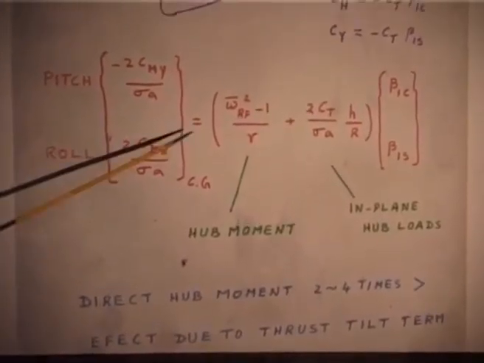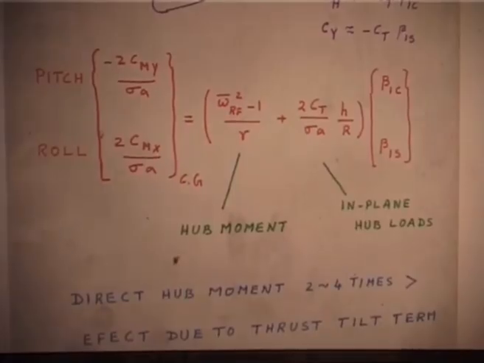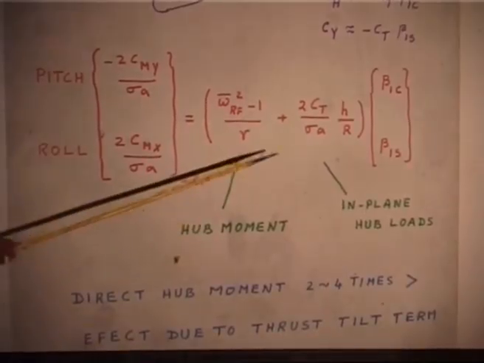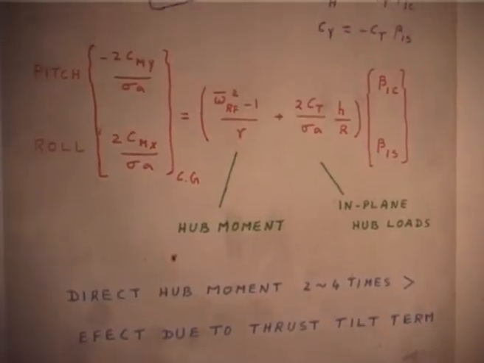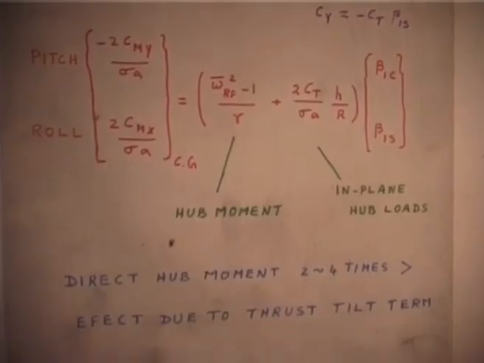So, this is the direct hub moment, and this is through tilt of the thrust. So, you have two sources. Due to tilt of the thrust vector, the moment you get is some, but the direct hub moment is sometimes 2 to 4 times greater than the effect due to tilt, because the CT value you can substitute, sigma you substitute, A you substitute, H over R you take, you will find.